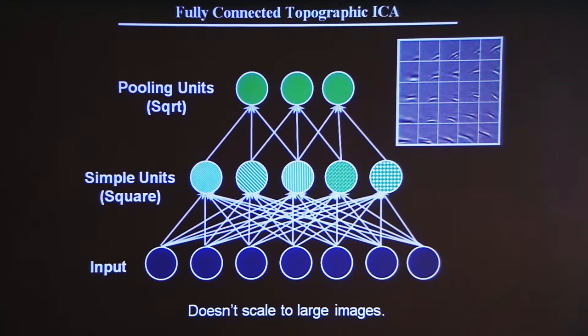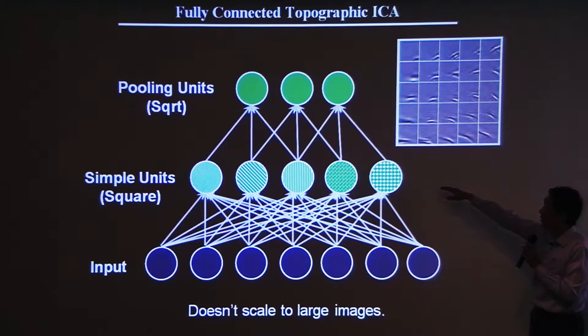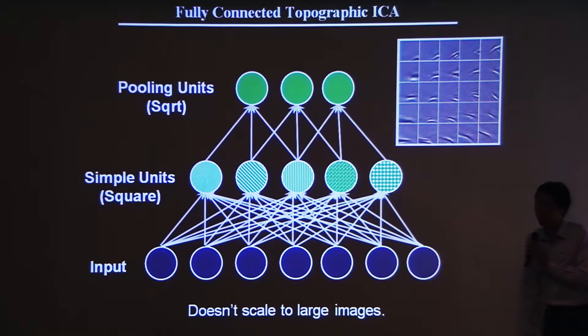So here's a neural network. This is actually a TICA network, but say a neural network. And you have the input pixels, which is densely connected to the simple cell units, first layer features, and then pooling units, which sum up or take the square root of the sum of squares of a bunch of your feature detectors. So if you do this, then each one of your feature detectors will learn a different feature, shown as a bunch of different features on the upper right.